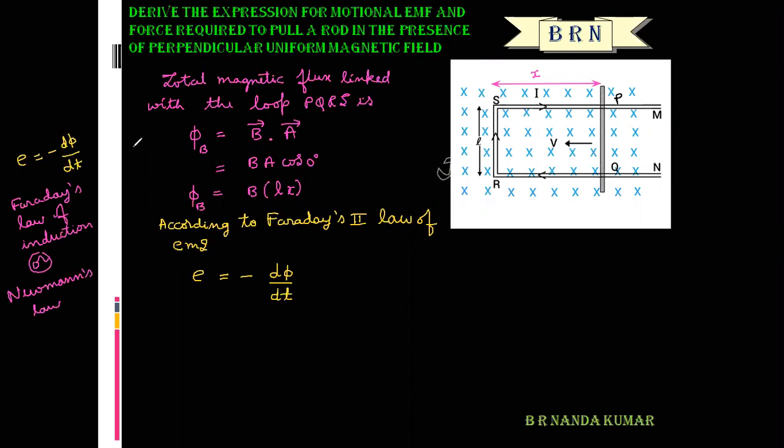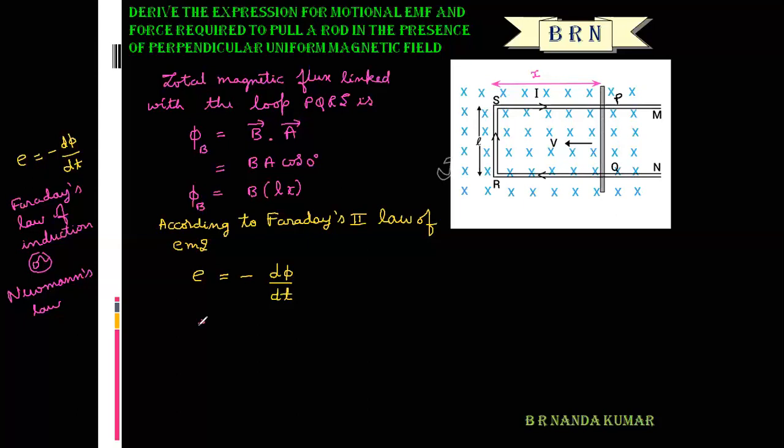What is this? Lenz's law. According to Lenz's law, the direction of induced EMF is such that it opposes the cause producing the change of magnetic flux. So this is also called Faraday's law of induction, also called Neumann's law. The negative sign indicates the direction of induced EMF is such that it opposes the cause producing the change of the magnetic flux.